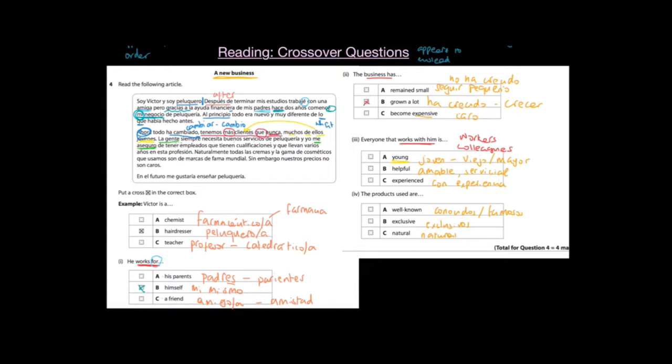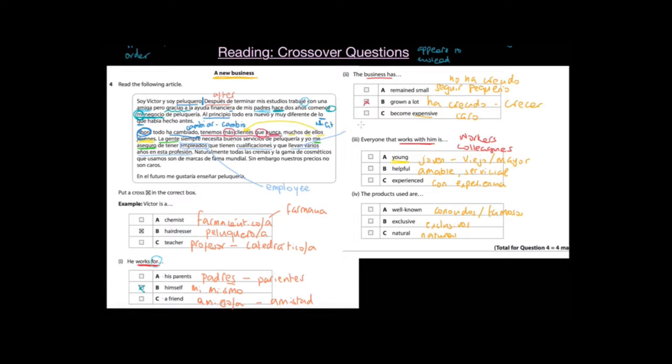So notice here we've got the word empleados. Why is it important? This is employees. Empleado is employee. So is he going to describe the people he works with? Probably, because it's his business. He works with people, so the people he works with are going to be his employees. Que tienen qualificaciones, qualifications, y que llevan varios años en la profesión. Llevan varios años en esta profesión. They have been several years in this profession.